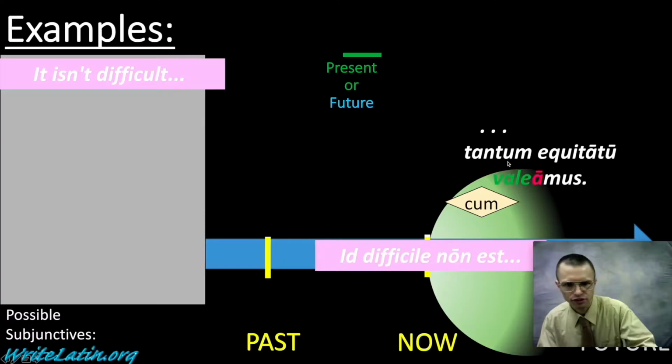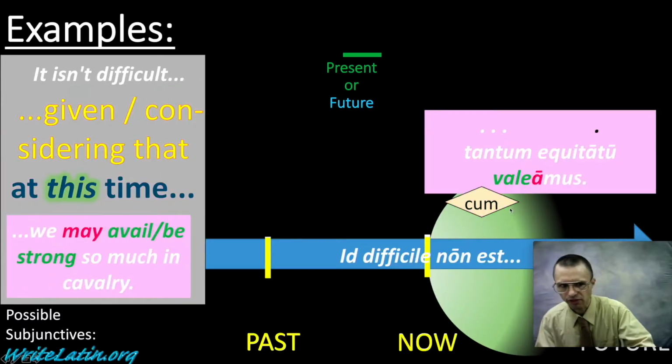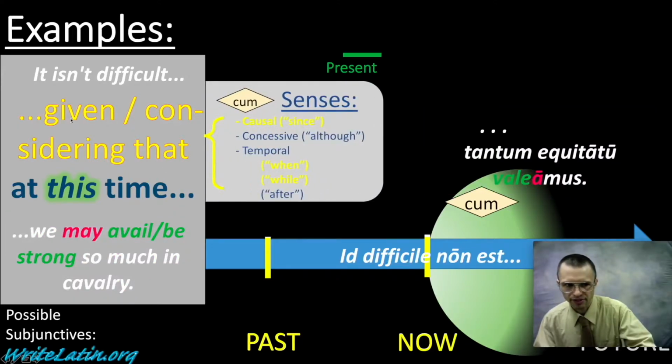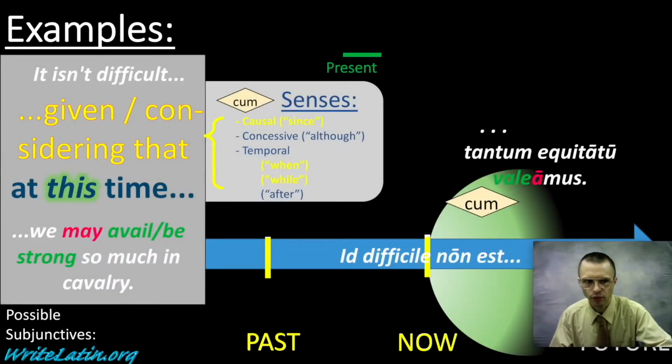And here's how you're going to translate it. Just take it in order. It is not difficult, given that, considering that at this time, we may avail or be strong so much in cavalry. And remember that instead of given, considering that, you could use one of these five. In this case, the ones that will work are since, when, and while. It isn't difficult since we may avail so strong in cavalry.